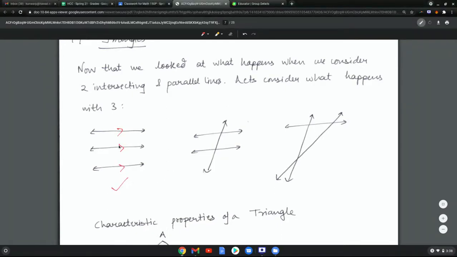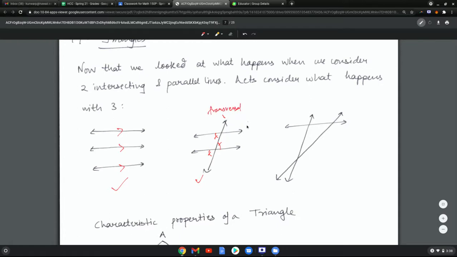which is really not very interesting. The second is you can draw two to be parallel and a third to be not parallel, which we've already covered. Recall that in this case, your opposite angles are equal, your alternate angles are equal, and so on. And this is called the transversal.